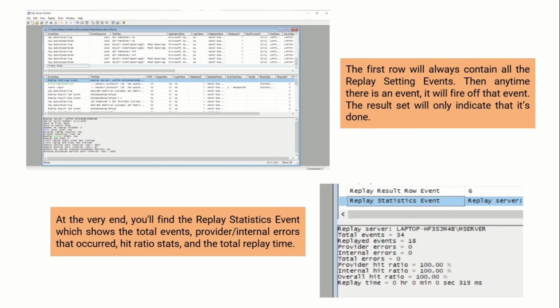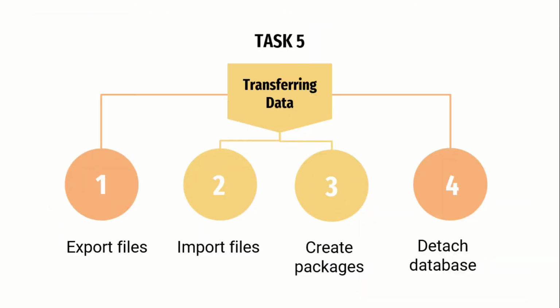The first row will always contain all the replay setting events. Then anytime there is an event, it will fire off the event. The result set will only indicate that it's done. At the very end, you will find the replay statistic event, which shows the total event, provider or internal errors that occurred, its ratio, state, and the total replay time.